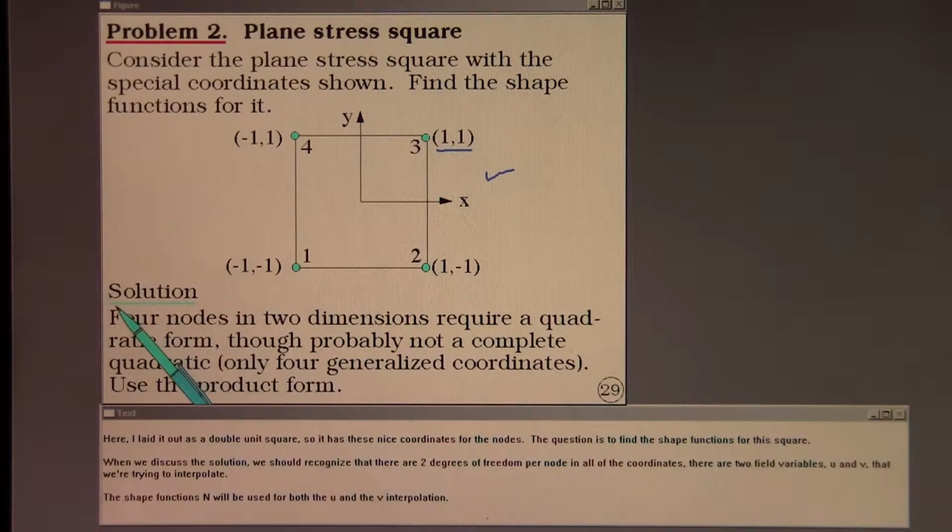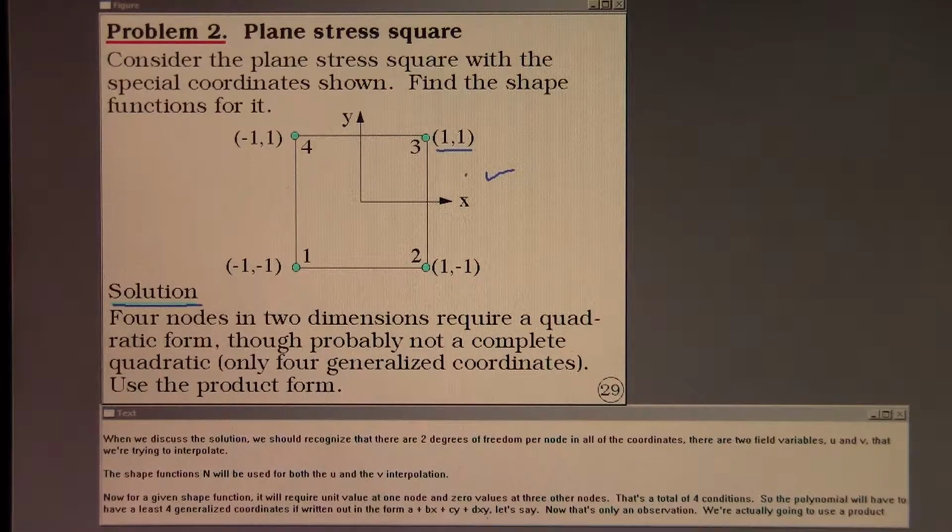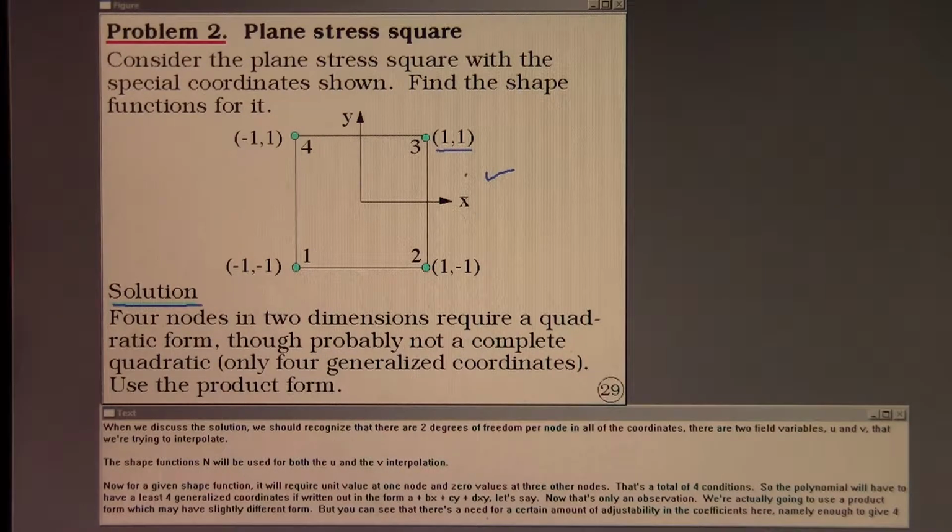When we discuss the solution, we should recognize that there are 2 degrees of freedom per node in nodal coordinates. There are 2 field variables, u and v, that we're trying to interpolate. The shape functions n will be used for both the u and the v interpolation. Now, for a given shape function, it will require a unit value at one node and 0 values at 3 other nodes. That's a total of 4 conditions.